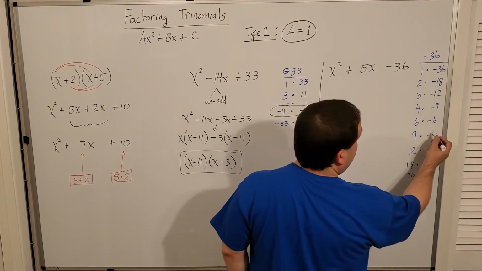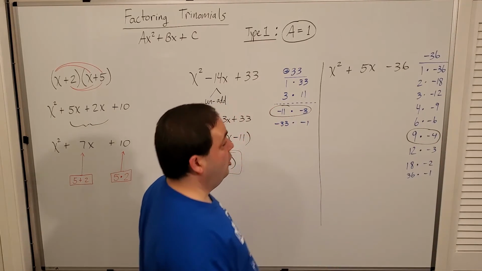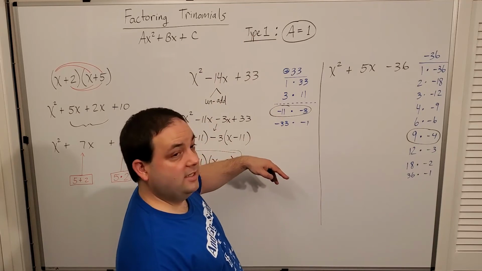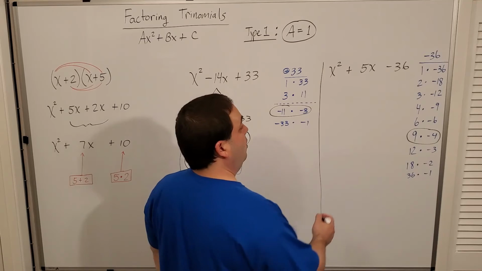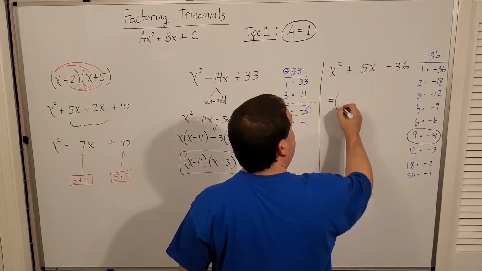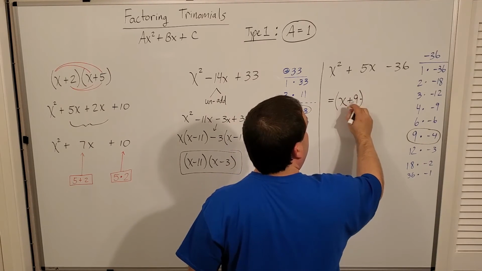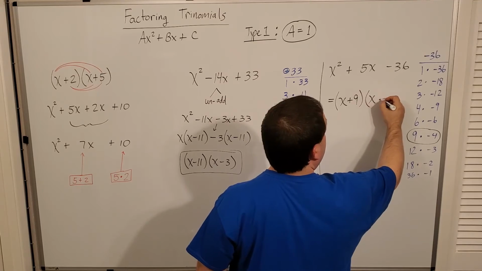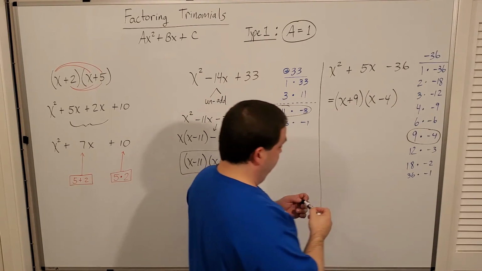So I'm going to choose 9 times negative 4. And like I said earlier, I can actually go straight to the answer because I'm noticing this is that first type. It has a 1 in front of the x squared. So I literally can just write the answer here. This is equal to x plus 9 times x minus 4. And that's the factorization. That's the answer.